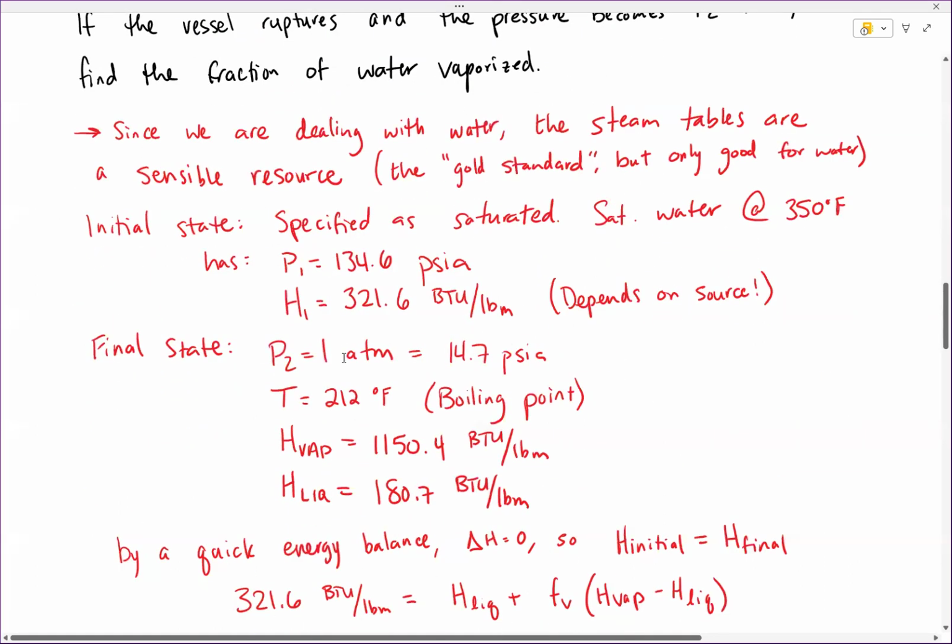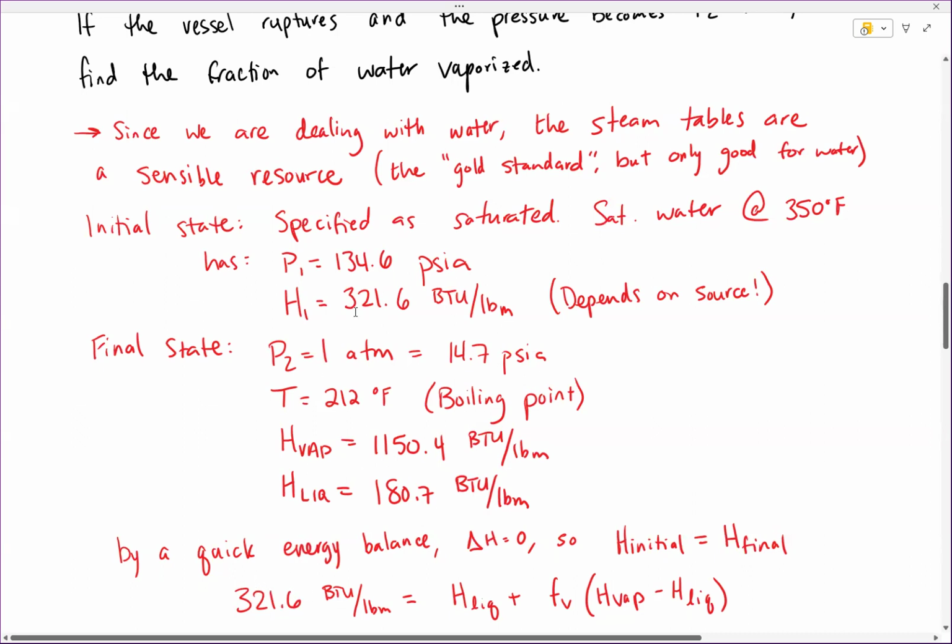The final state is 1 atmosphere. That's the pressure outside. The normal boiling point temperature is 212. And I could look up what the enthalpy of the vapor and the enthalpy of the liquid is in those states. So just by a quick energy balance, delta H is going to equal 0 because there's no change in kinetic, no change in potential, and no work or anything like that. So delta H has to equal 0, and therefore the final enthalpy is equal to the initial enthalpy.